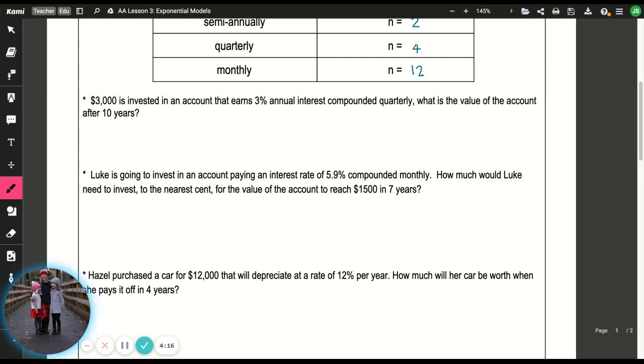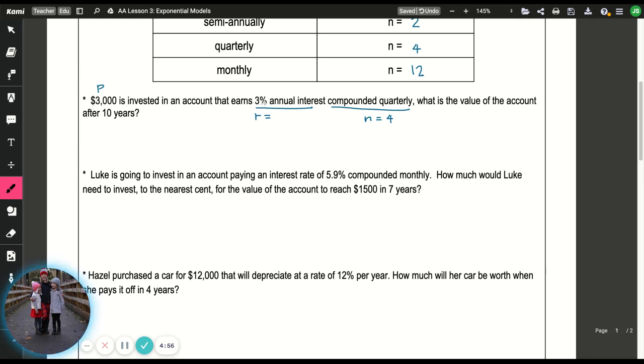So say $3,000 is invested in an account that earns 3% annual interest compounded quarterly. So quarterly means the number of times per year is 4. 3,000 is what you invest. That's how much you start with. That is your principal. And it earns you 3% annual interest. So 3% is your interest rate, but it's not the r that goes in your formula. We don't put percentages in formulas. So we need to change that to a decimal.